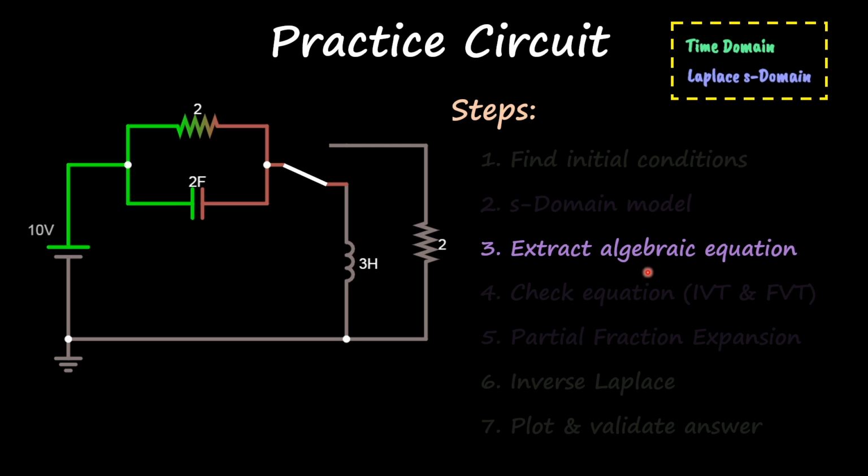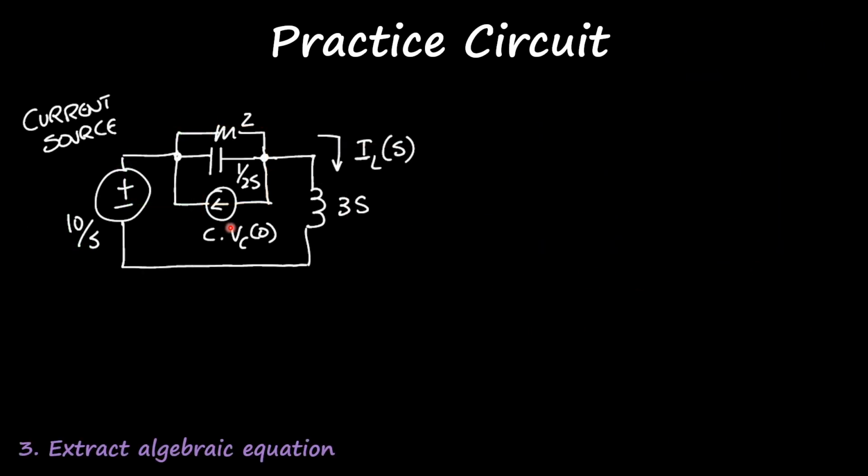Alright, so now let's go over extracting the algebraic equation out of the circuit. I'm going to use the current source model. You can stop the video and use, for example, the voltage source and see if you can get the same answer. You should get the same answer. And I'm going to focus on extracting the equation in terms of the current that flows through the inductor, so this IL of s.